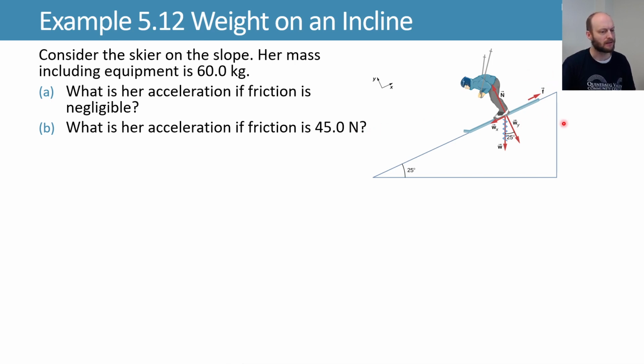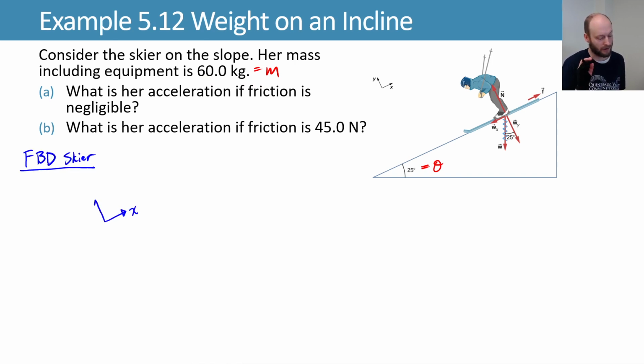So let's start by drawing a free body diagram. You can kind of see one here. Let's go ahead and draw our own. This is a 25-degree slope, so let's go ahead and label some things we know. We know our mass is 60 kilograms, and we know our slope angle is 25 degrees. Now let's draw our free body diagram. So we'll include the skier.